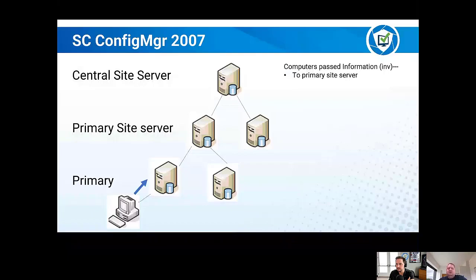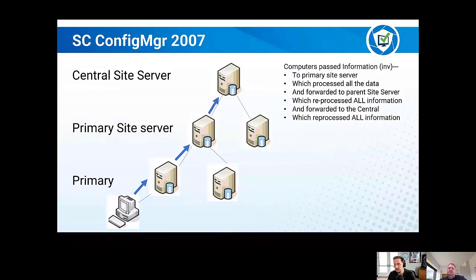The way it used to work is computers were assigned to a primary. They'd pass up their data to that site server, which processed all that data for the clients that reported to it. But then it passed up the unprocessed information to a parent site server, and that site server reprocessed all the information. You actually didn't benefit from that lower down primary processing. It redid all the work. And then that site server passed it up to a central, which reprocessed all the information again.